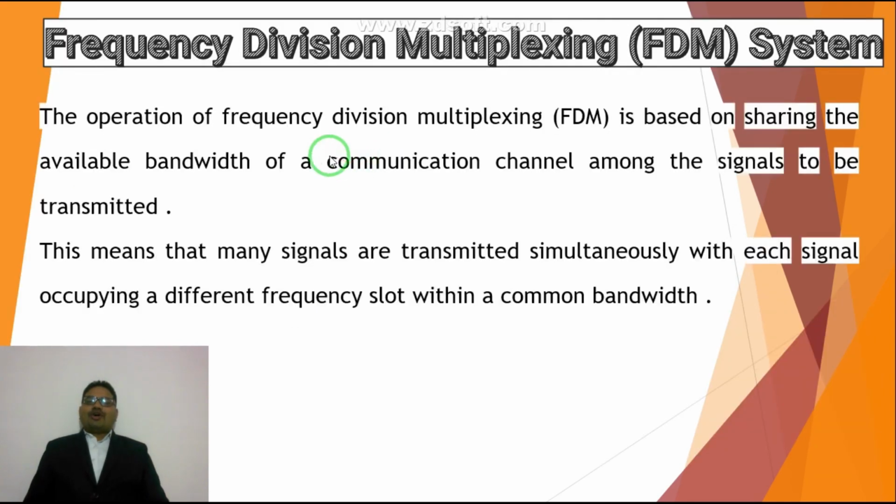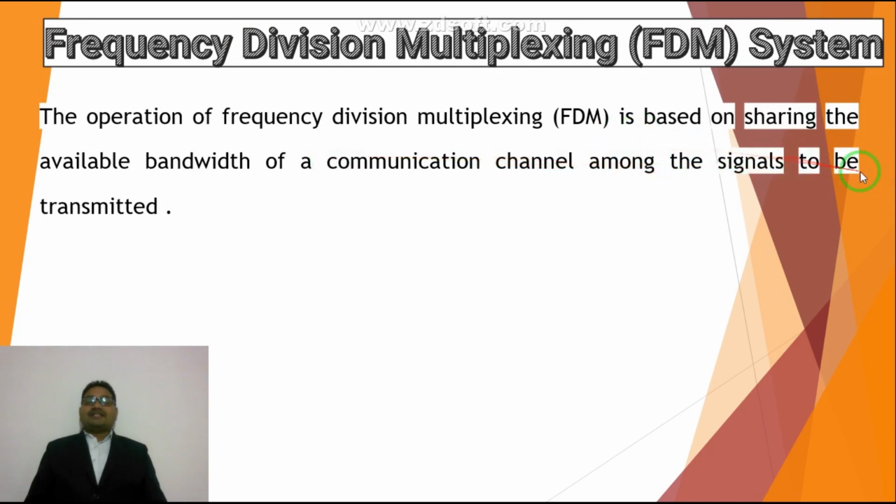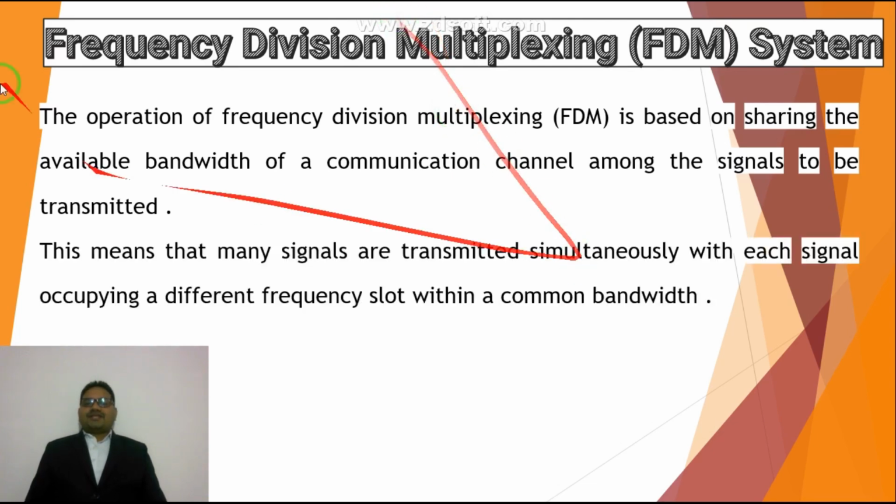Now, the operation of frequency division multiplexing is based on what? Sharing the available bandwidth of a communication channel among the signals that are to be transmitted. Guys, what is the working principle? Whatever available bandwidth has been given, we have to share that bandwidth. Although all the channels are transmitted simultaneously, each modulates a different carrier frequency. Many signals are transmitted simultaneously, with each signal occupying a different frequency slot within a common bandwidth.